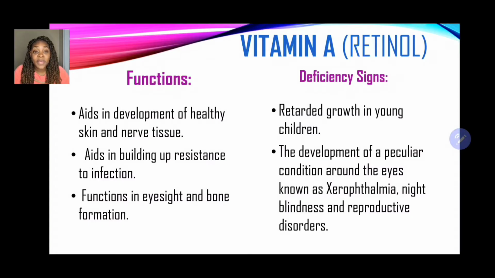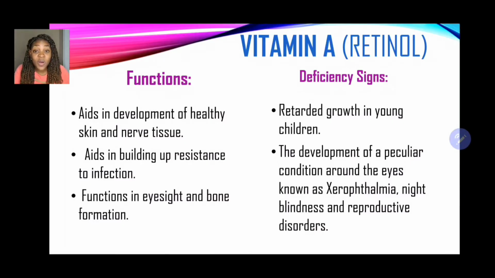Now let's look at the functions. Retinol aids in development of healthy skin and nerve tissue. It aids in building up resistance to infection, functions in eyesight and bone formation. Now, if those are the functions, you are able to tell what the deficiencies are, right? Let's look at the deficiency signs. So the first one we have here is retarded growth in young children. So these children have stunted growth. They're not tall as they should. They're not thriving as they should. They're not tall as they should because they're lacking a very essential nutrient, vitamin A, right?